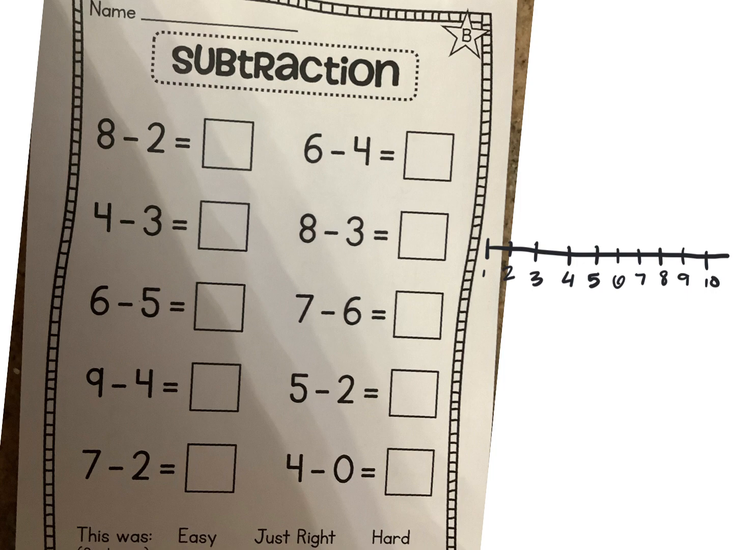So the first one is 8 minus 2. So we're going to start on 8, and we go backwards 2 spaces. What number did we land on? 6. Very good.